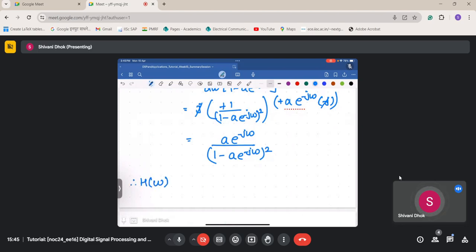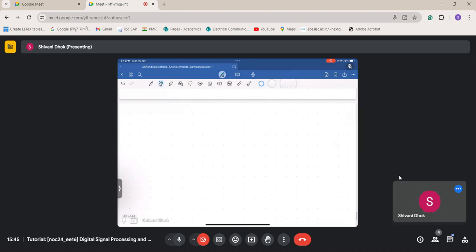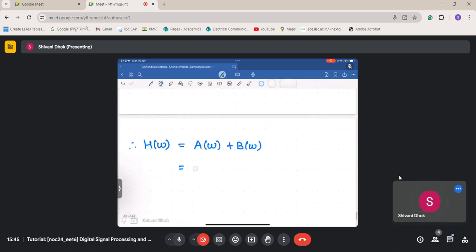H of omega, let me just add a new page, space here. H of omega is equal to A of omega plus B of omega. So this A of omega we have obtained as a into e power minus j omega upon (1 minus a into e power minus j omega) squared, plus a upon 1 minus a into e power minus j omega. This is H of omega that I am getting.